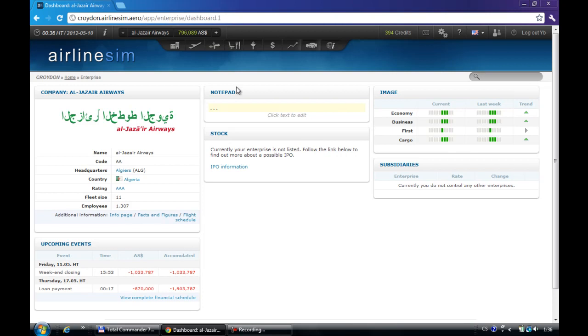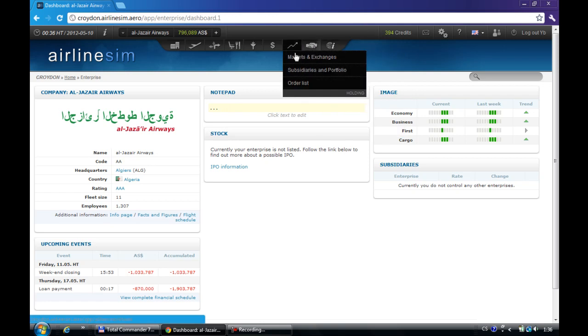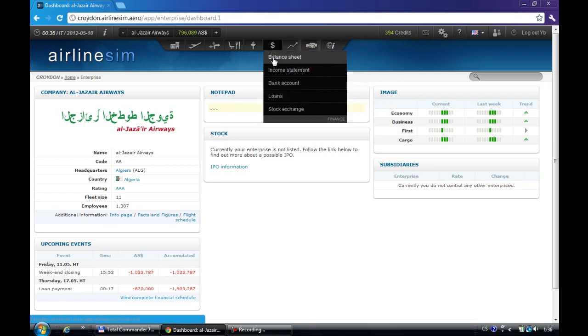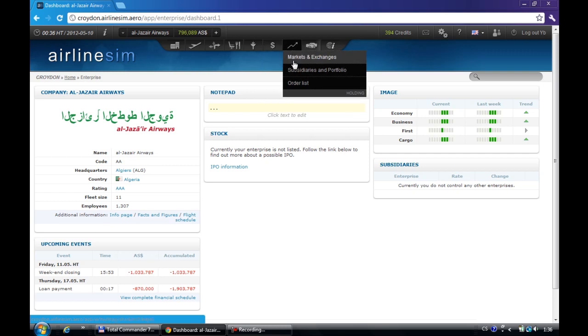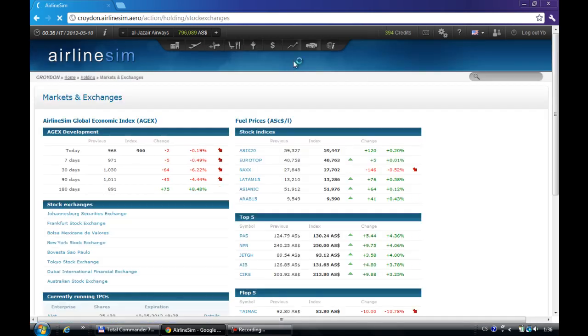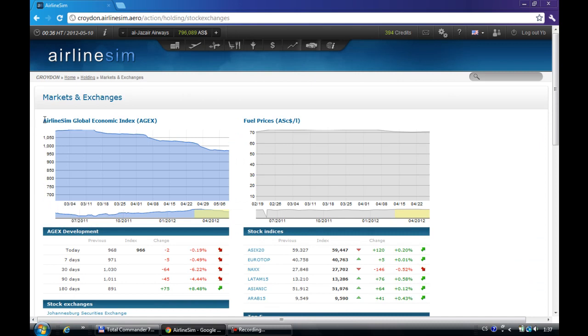Okay, so let's start with something that I was looking forward to for a long time, and that is now implemented on all of the servers, and that is the AGEX index. AGEX index is something that you can find in markets and exchanges, I believe. Yes, this is the Airlinesim Global Economic Index. Sorry. Stuck there for a moment.